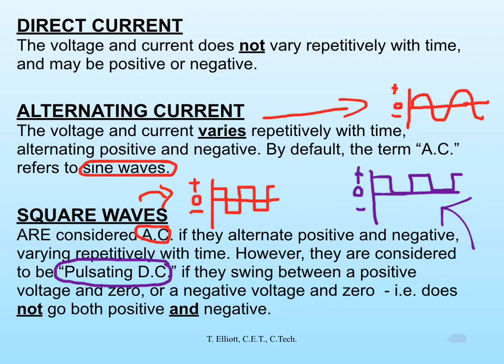Alternating current, generally by default, unless specified otherwise, we mean AC sine wave, and I've given you a little picture here. That's an AC sine wave. Square waves can be AC. Notice how it goes positive and negative. Or it can be DC, but it's not like a battery, it's not a flat line.